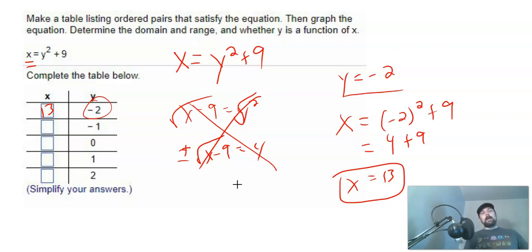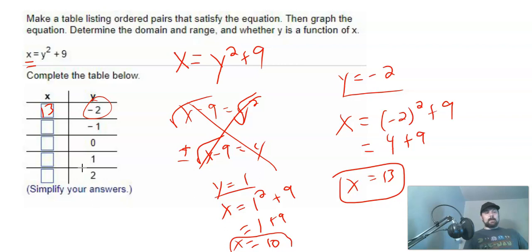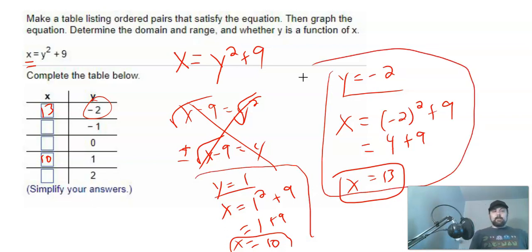I'll do one more, and then I'll pause the video and suggest you do the same and fill out the rest of the table, but I'll do one more. So let's do y equals 1, +1. So we'll get x equals 1 squared plus 9. That's going to be 1 plus 9, which is going to be 10. So x is equal to 10 in that case. That was for this one. So I suggest you could do the rest of the table. I'm not going to put all the work on the screen for it. I'm just going to write the answers down. But I would say pause the video, fill out the rest of this table, and then resume the video to see if you came up with the right numbers.